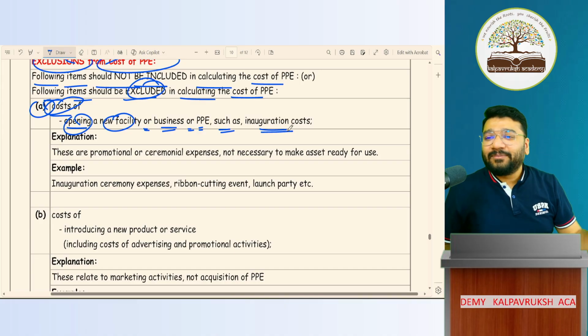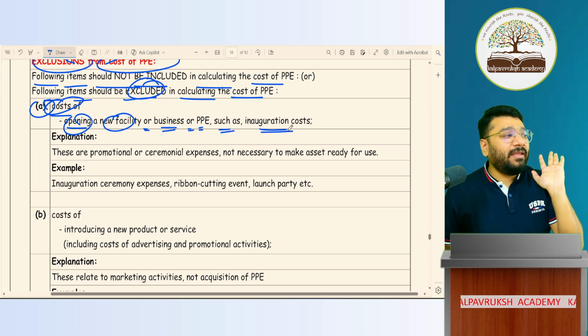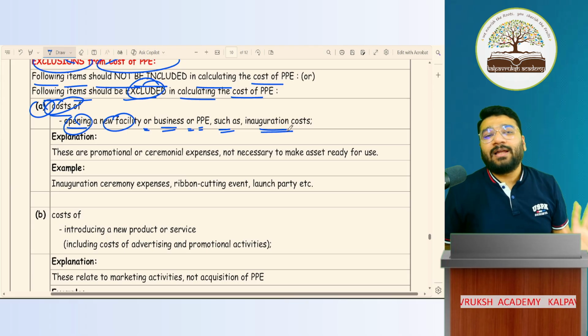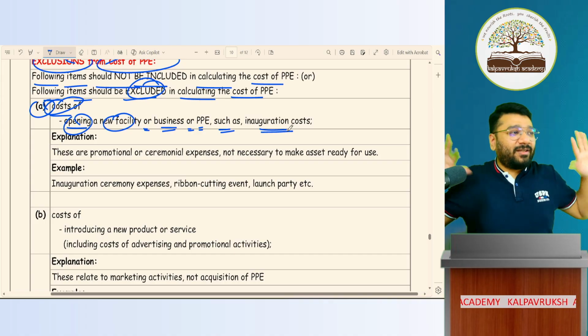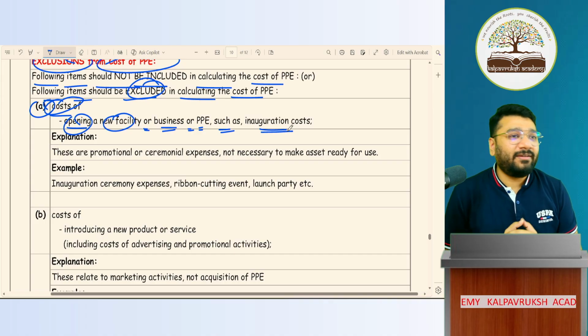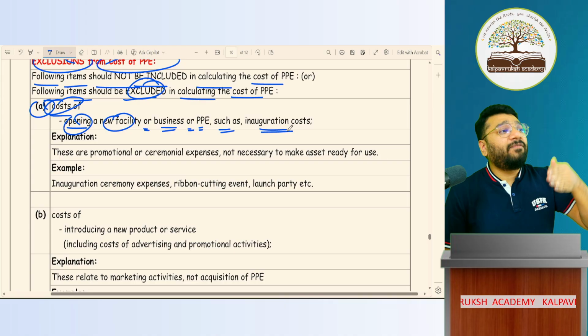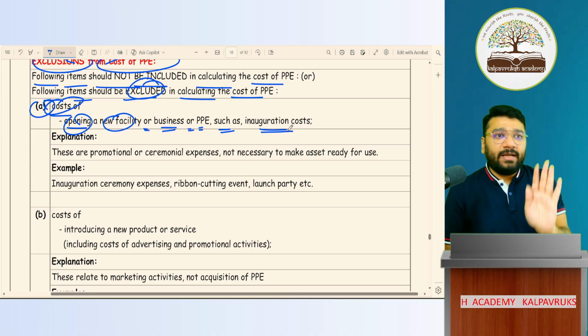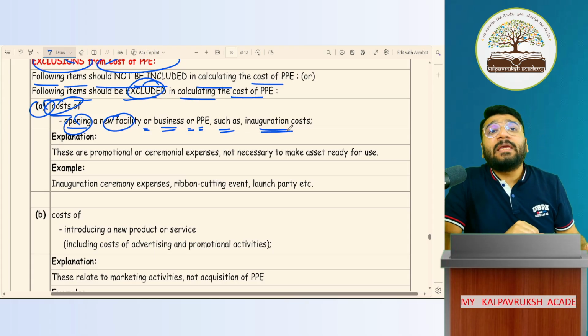1 crore money spent. Now the question is, this 1 crore is incurred so that the machinery will start, production will start. Will the machinery say, no, if you don't do proper inauguration, I will not start myself, I will not do manufacturing? No. This is not required for the asset to be ready for intended use. But you did it out of your own will. So this will not be a part of your cost of PPE.